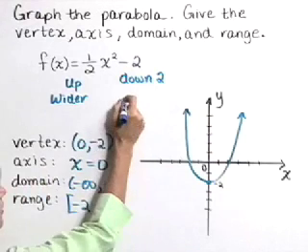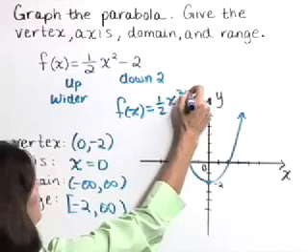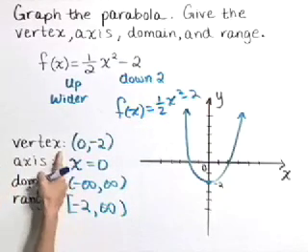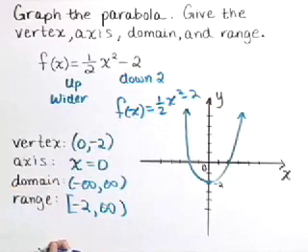So we've graphed our function f of x equals 1/2 x squared minus 2. Vertex at 0, -2, axis x equals 0, domain -infinity to +infinity, range -2 included to infinity.